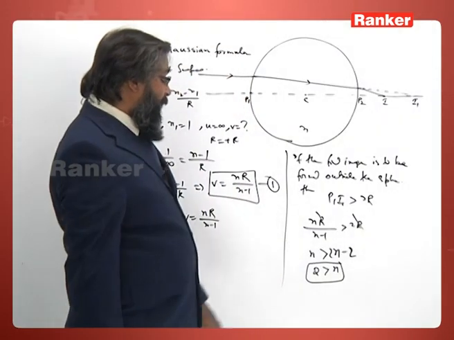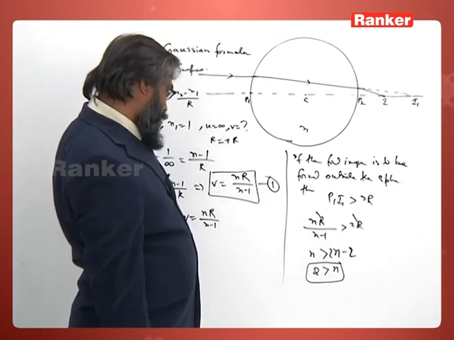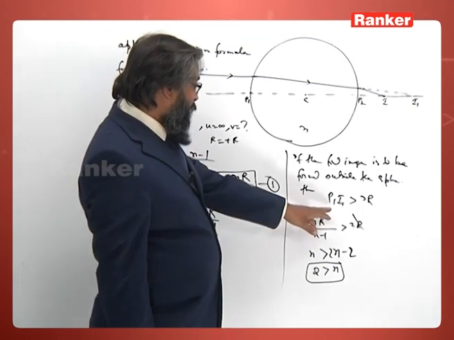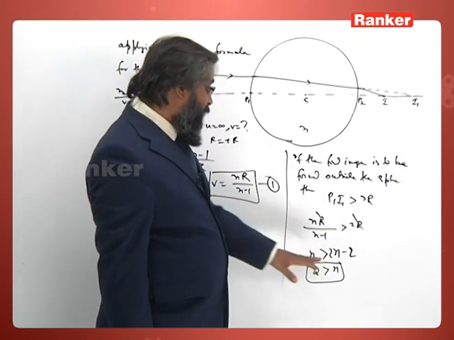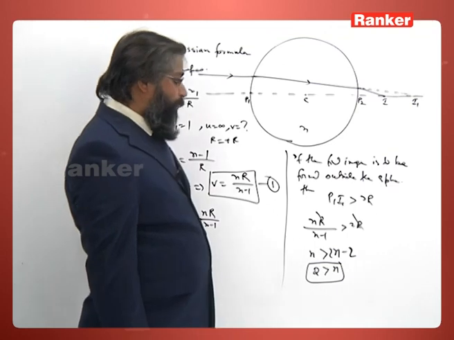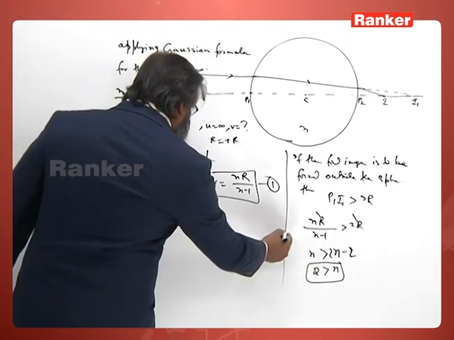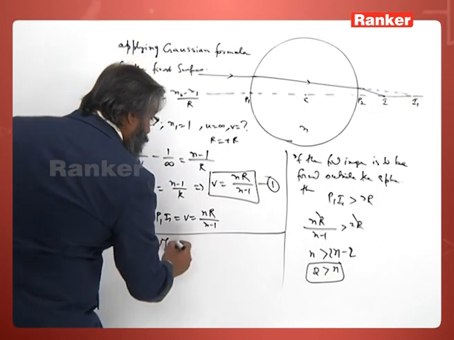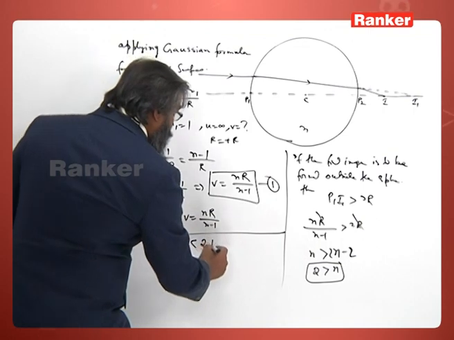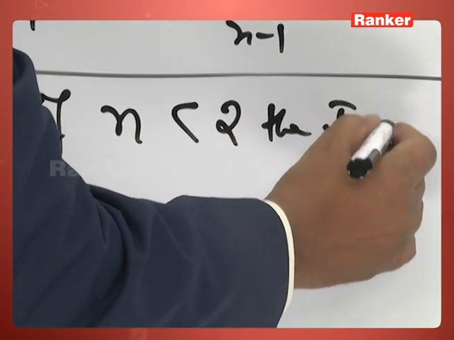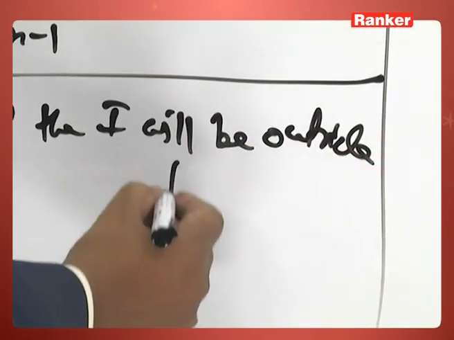So N should be less than 2. P1I1 should be greater than 2R. So N should be less than 2. So if N is less than 2, let us write the condition here. If N is less than 2, then I will be outside the sphere.